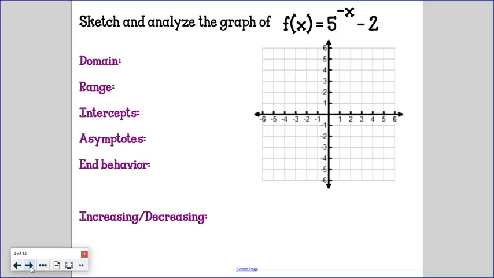The only type of asymptote we'll ever have. Now you will be asked that today, if it will be a vertical, a horizontal, or a slant. Exponential will always only be horizontal. No vertical, no slant, ever.